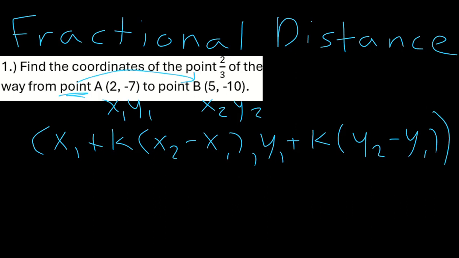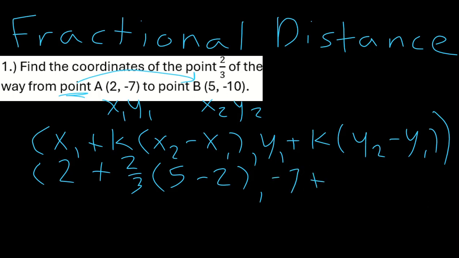Now, I know this looks like a lot at first, but once you get used to this, it's actually pretty easy. Okay, let's plug in everything from left to right. I know that my x1 value is 2 plus my k value, my fraction, 2/3 of the way, from x2, that's 5 minus 2, close parentheses. And for y1, I know that my y1 value is -7 plus my k value is still 2/3, parentheses. And here my y2 is -10 minus y1, -7.